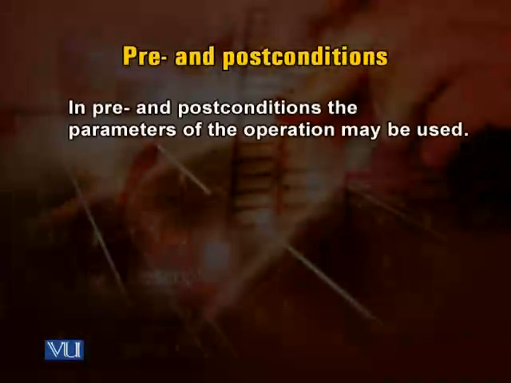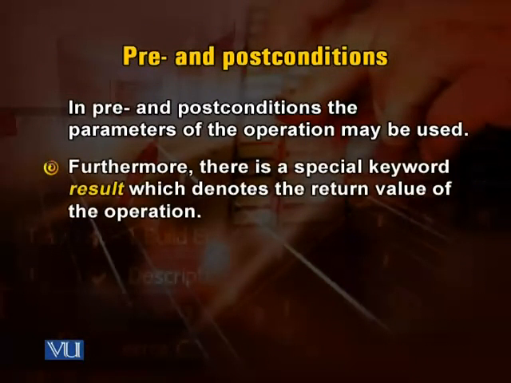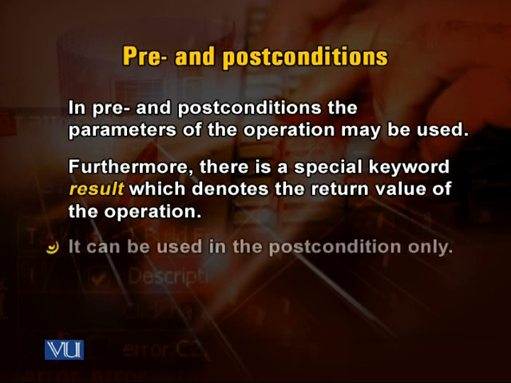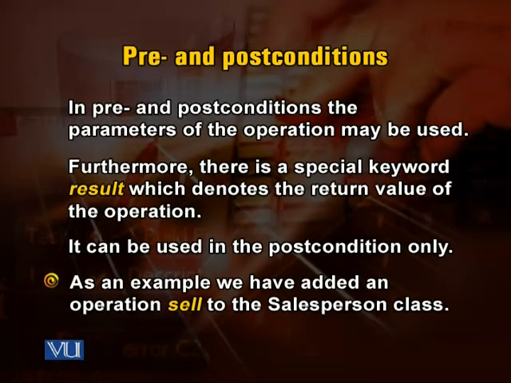Then we have the pre and post conditions. In the pre and post conditions, the parameters of the operations may be used. Furthermore, there is a special keyword result which denotes the return value of the operation, and it can be used in the post condition only, just like in design by contract. So here is one example, and it is very, very similar. So we have an example. We added an operation sell to the salesperson class.